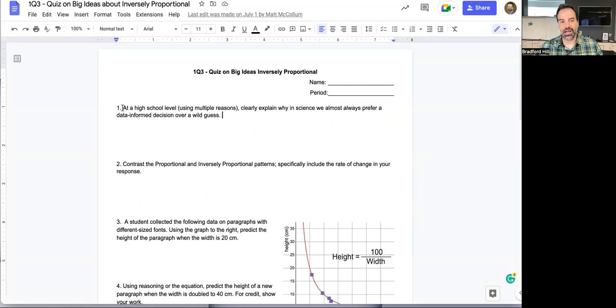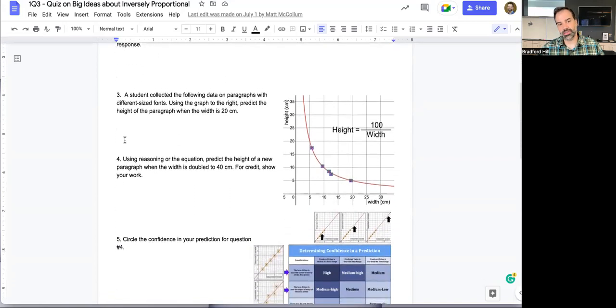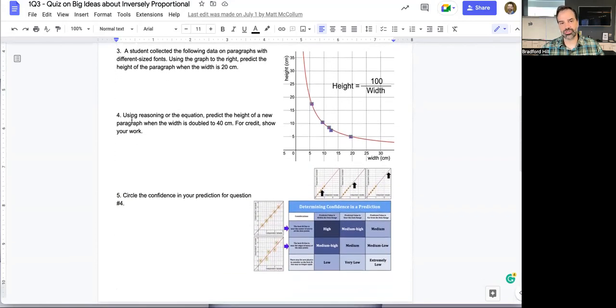And this one has some higher level because it's towards the end of the unit. We want students to explicitly explain why in science we prefer data-informed decisions over wild guesses. So straightforward, but that writing process really solidifies that and stays with students. Then starting at question 3 is a very common set of questions that we ask almost throughout the whole year.